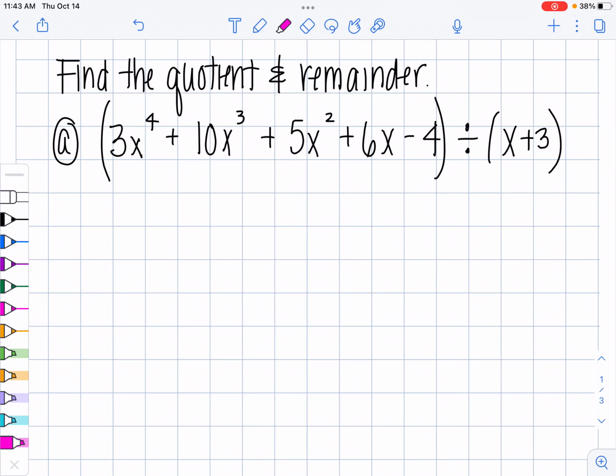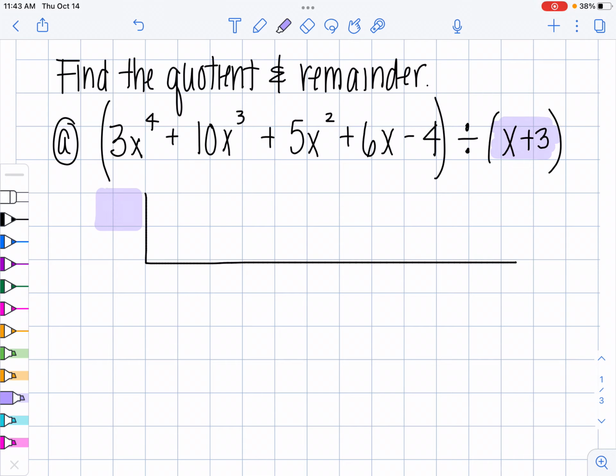So what we want to do is we want to find the quotient and the remainder. So when we use synthetic division, we set up a box. And on the outside of this box, by the way, we only use numbers here. We don't use any variables. So on the outside of this box, we put our linear factor.